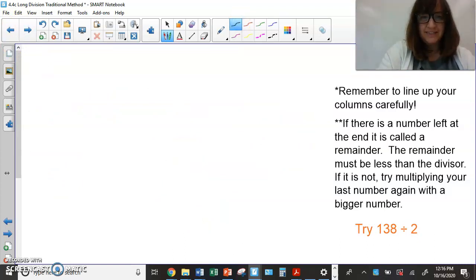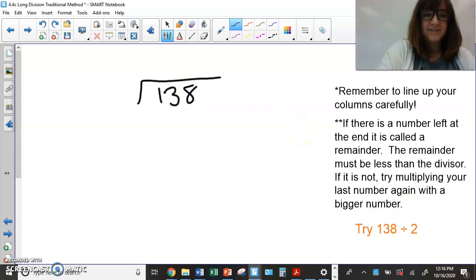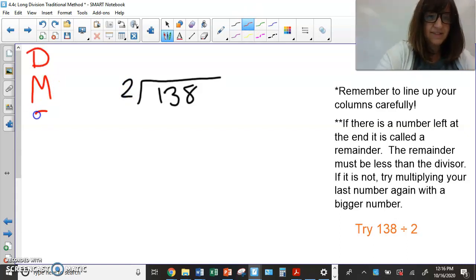So remember, I'm going to set up my division symbol like this. I'm going to write my dividend in the middle, which is 138 for this problem down here. My divisor on the outside, which is 2. And I'm going to remind myself, dad, mom, sister, brother, Rover.